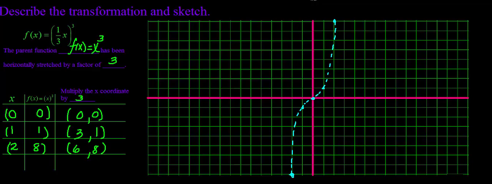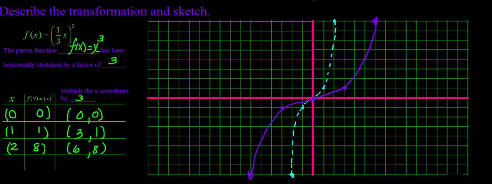I plot these new values. (0, 0) you keep. (3, 1). (6, 8). And remember that all these values that exist in the first quadrant also exist in the third quadrant. So besides (0, 0), I'm going to plot (-3, -1) and (-6, -8). And here's my final sketch. I will do this in a solid line because this is my final graph.